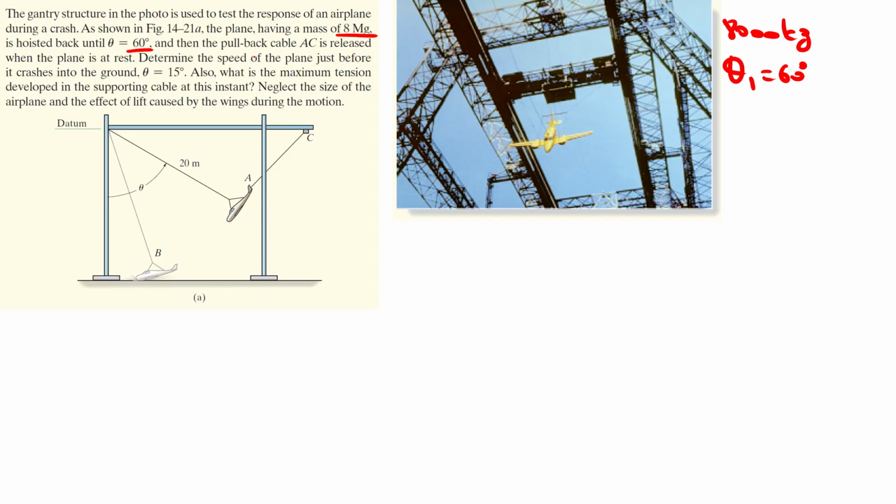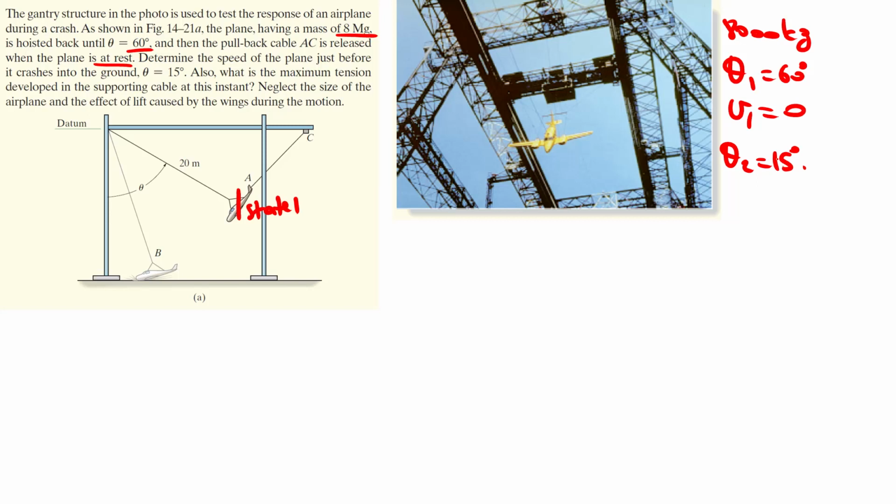And then pullback cable AC is released, so they cut this cable. So this is the state 1. And then the airplane starts to swing. Initially it was at rest, so it means that velocity 1 was also 0. Determine the speed of the plane just before it crashes into the ground, which means that theta 2 is 15 degrees.